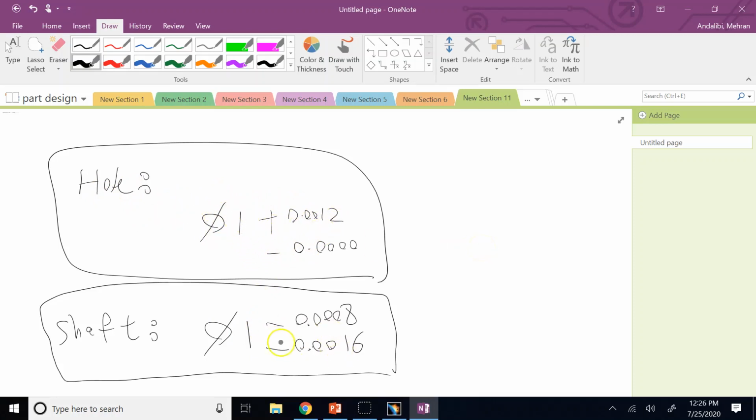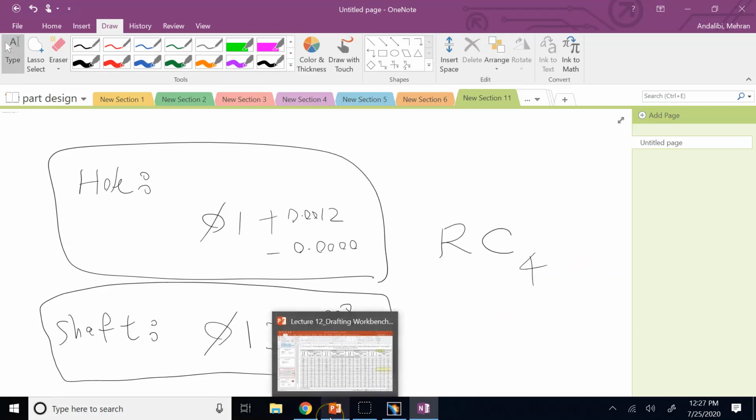As you can see, the shaft is always smaller than the hole. And when is it that the shaft is always smaller than the hole? That's where you have a running or loose fit. And here, in this case, it is a mid loose fit, RC4. Okay? So that's how you get the positive and negative numbers.